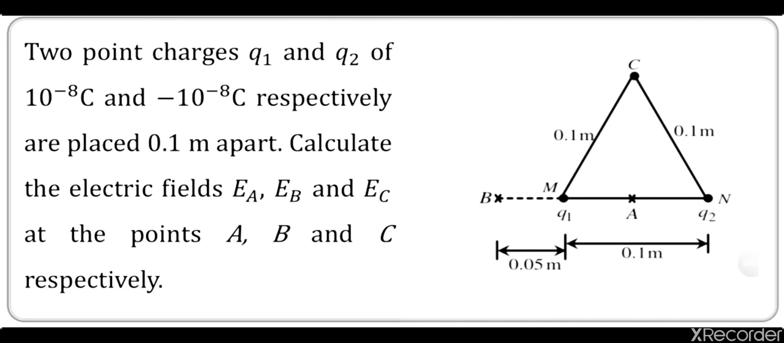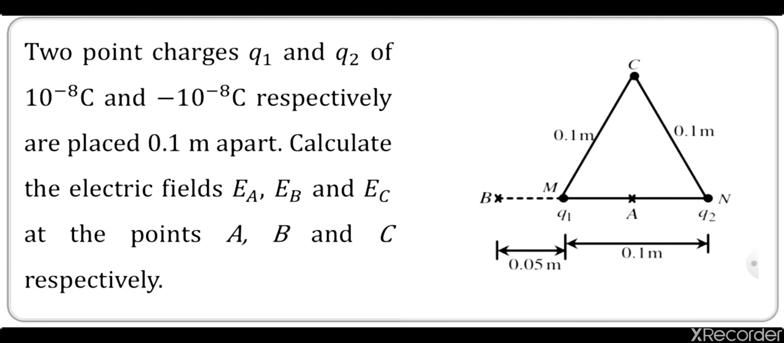Yeah, the next problem. Two point charges Q1 and Q2 of 10 power minus 8 coulomb and minus 10 power minus 8 coulomb respectively are placed 0.1 meter apart. Calculate the electric fields EA, EB and EC at the points A, B and C respectively.